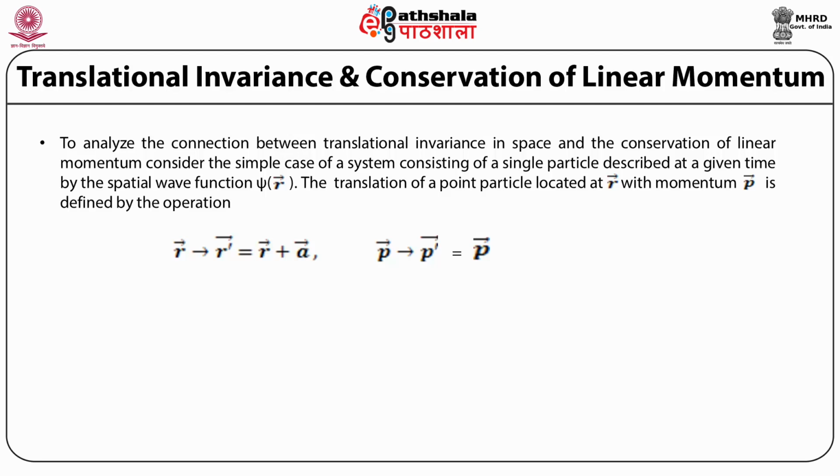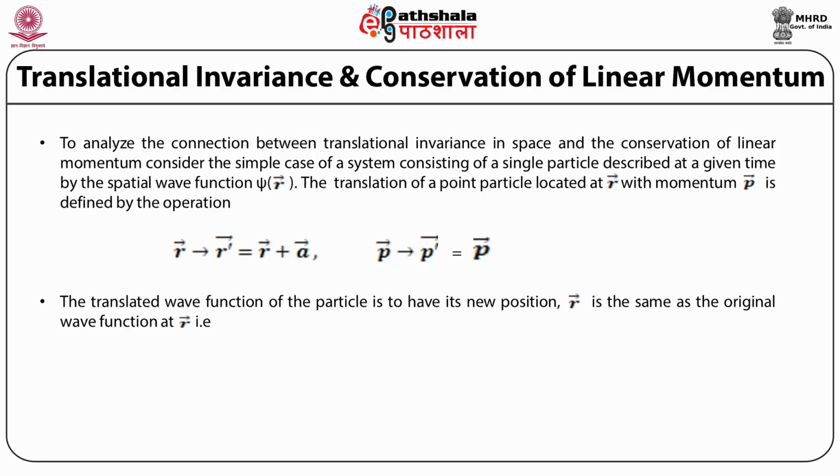Thus, the translated wave function of the particle, with its new position vector r prime, turns out to be the same as the original wave function at position vector r. That means the wave function psi prime as a function of position vector r prime, which is psi prime at position vector r plus position vector a, is equal to the wave function psi as a function of position vector r.